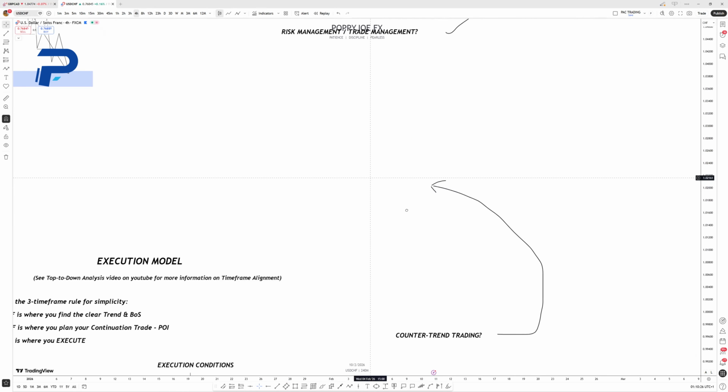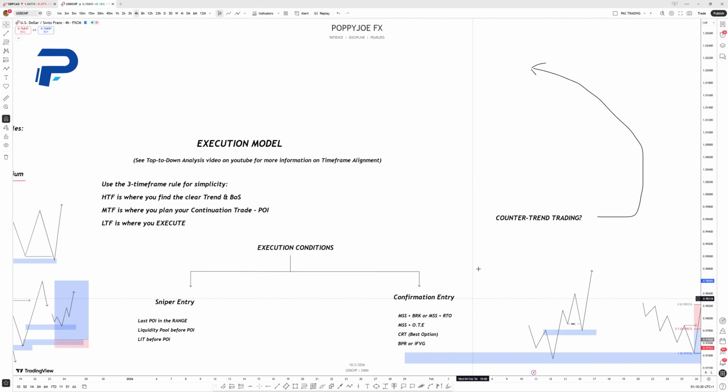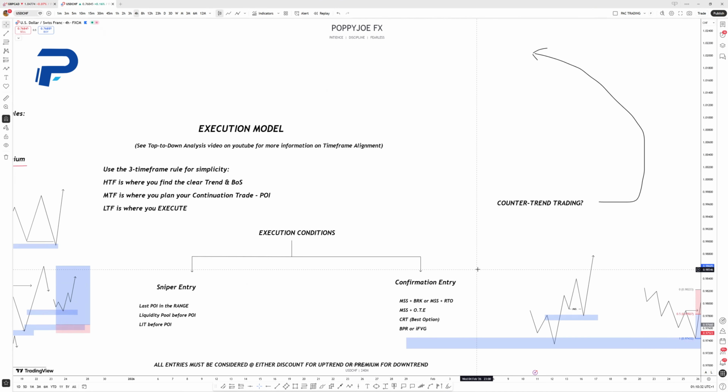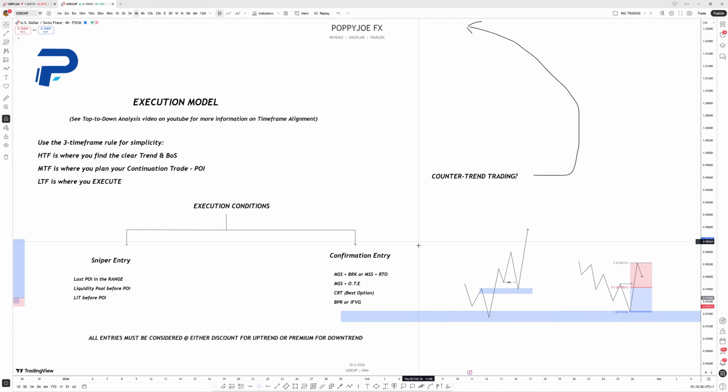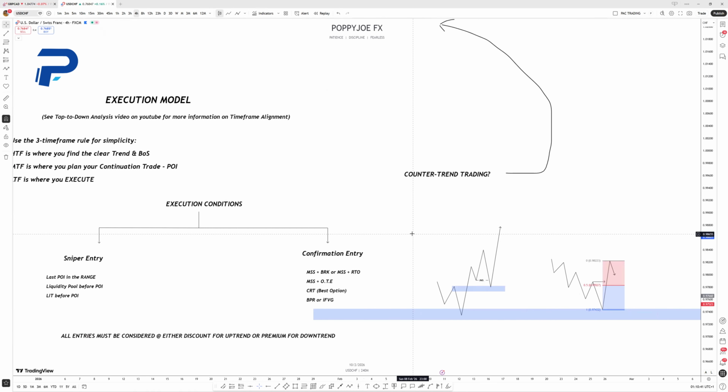Right. And of course, what are the confirmation entry models that I am teaching and also recommending? Number one is the MSS plus breaker or MSS plus RTO. You see, I'll explain where this particular thing works best. I'll explain the two differences and where they work best.